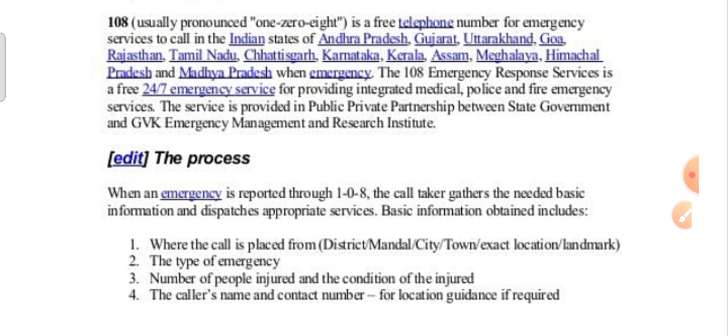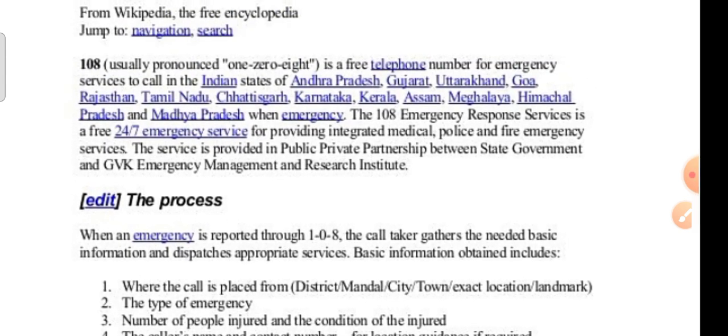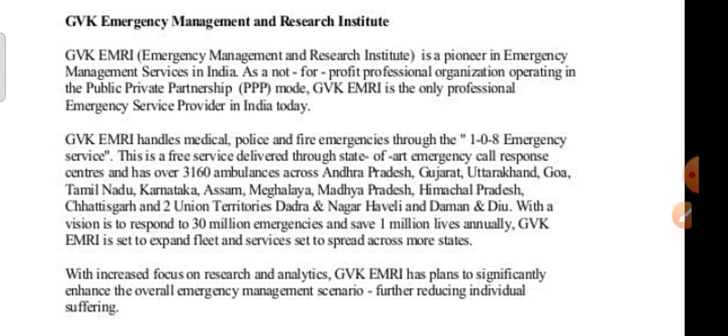The 108 emergency response service is a free 24 by 7 emergency service for providing integrated medical, police and fire emergency services. The service is provided in public private partnership between the state government and GVK Emergency Management and Research Institute. As I already told you, on average they take 18 minutes to give proper treatment for the patient's type of emergency. You can write all these things.